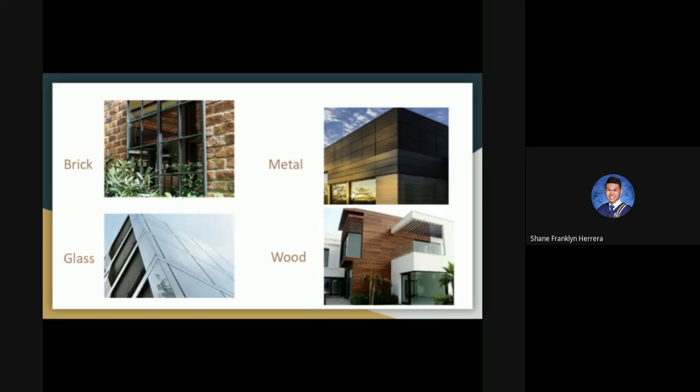Tinted glass is also used if you have an office for the higher-ranking people in a business. They would like to have tinted glass so that they would have the privacy that they want in their office, or that they just don't want people to see what they're doing. The next one is wood cladding.